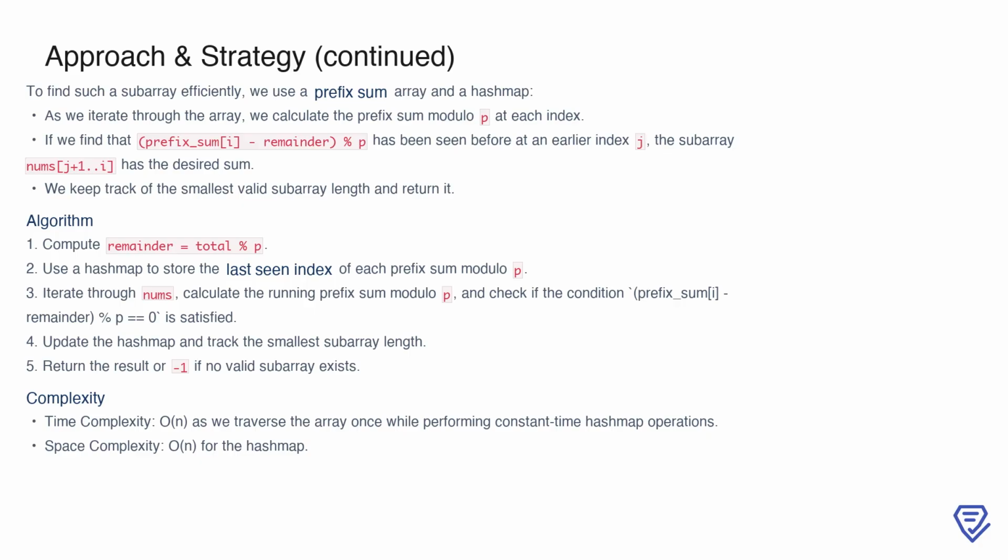To implement this, we compute the remainder of the total sum modulo p. We then use a hash map to store the last seen index of each prefix sum modulo p. As we iterate, we calculate the running prefix sum modulo p and check if the condition is satisfied. If it is, we calculate the subarray length and update our result if it's smaller than the current minimum. The algorithm continues until we've processed the entire array, at which point we return the smallest subarray length if found, or -1 otherwise. The time complexity here is O(n), since we traverse the array once while performing constant time operations with the hash map. The space complexity is O(n), due to the hash map storage.